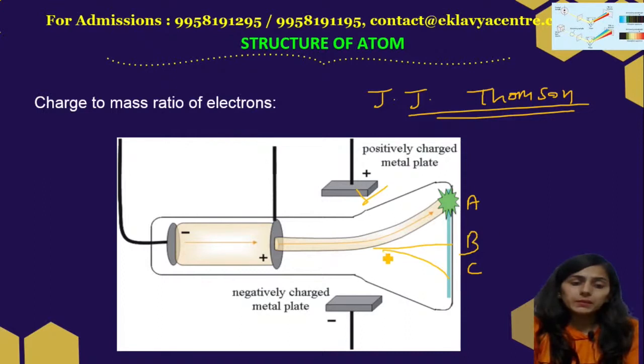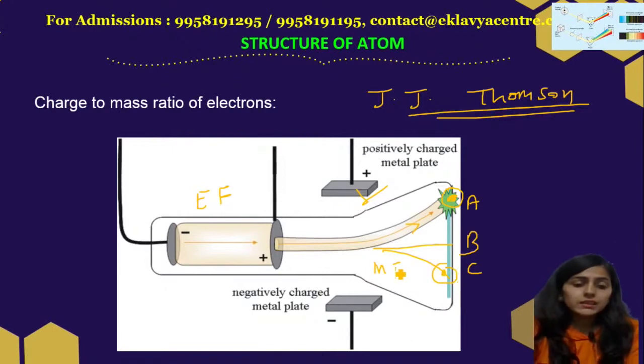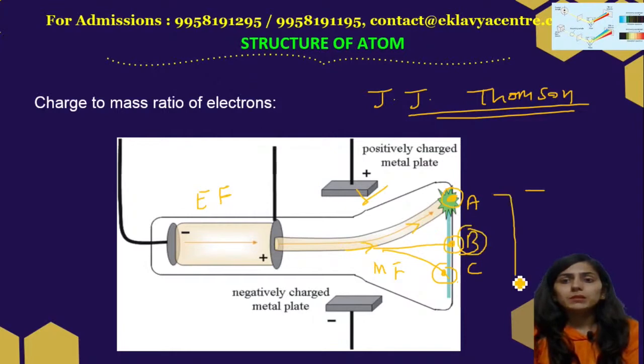In the cathode ray experiment done by J.J. Thomson, he said if we apply only an electric field, then all the rays will hit only at A. If we apply only a magnetic field, we will observe all the rays at C. And by balancing both the electric and magnetic fields, we will observe all the rays at position B. Clear, beta? So this experiment was done by J.J. Thomson.